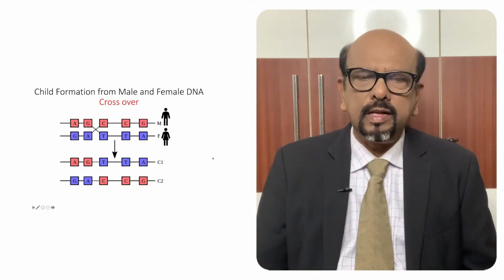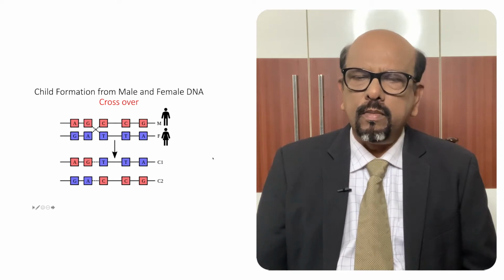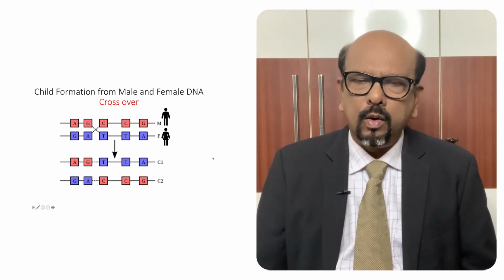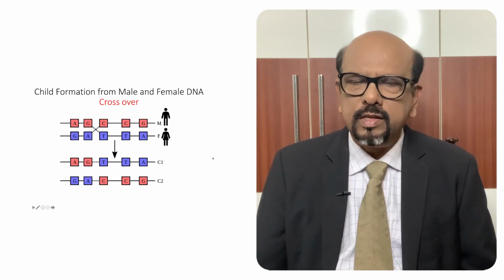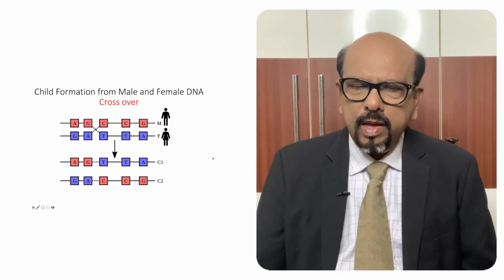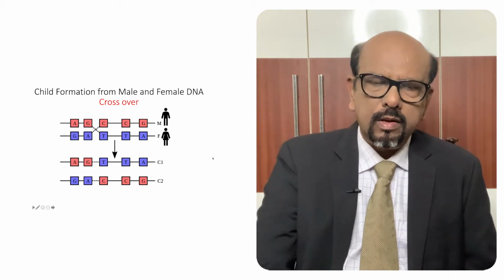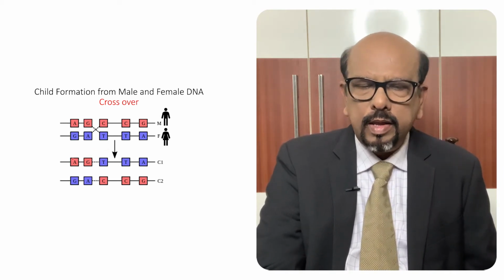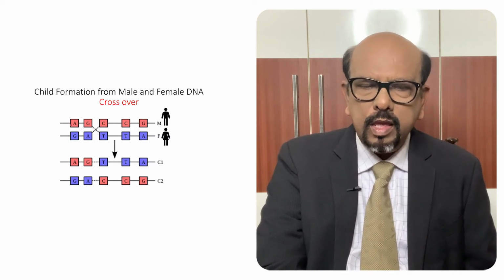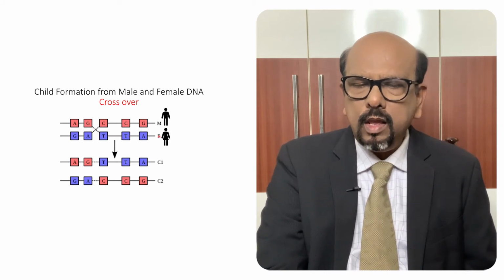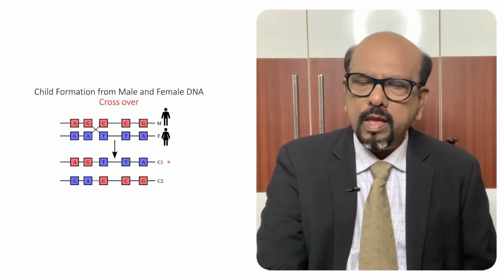So let us look at the child formation from male and female into children. For example, look at it. Male has AGCGC, female has GATTA. Look at it. It is possible to get a child with AG, and then the rest of the things are crossed over. TTA are crossed over. So that may be a child.